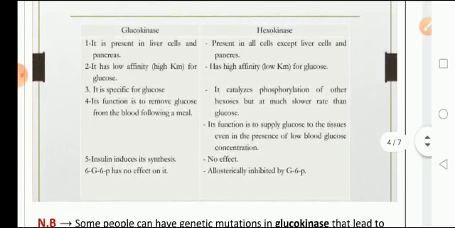When do we use hexokinase and when do we use glucokinase? Hexokinase is used to supply glucose to the tissues even in the presence of low blood glucose concentration because of its high affinity for glucose. But glucokinase has a high Vmax, and this high Vmax allows glucokinase to sufficiently remove all the extra glucose from the blood following a meal, after eating.